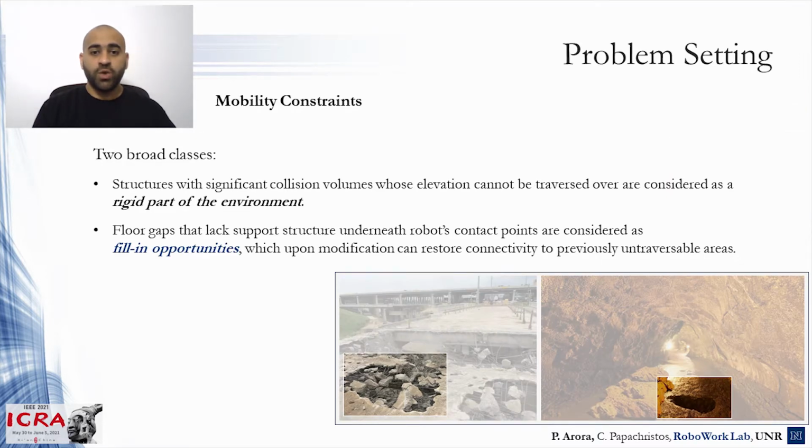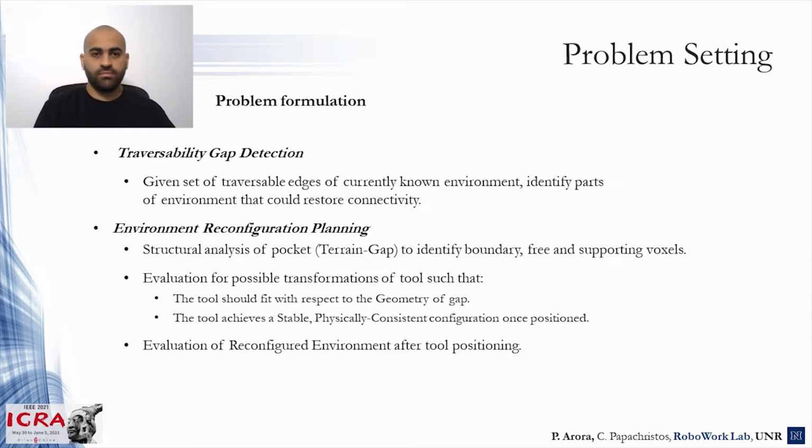According to this context, we determine that a robot's operating environment may present the following classes of mobility constraints. Either significant structures that are a part of the rigid environment structure, such as the terrain or obstacle collision volumes which should be avoided, or floor gaps which correspond to lack of ground support points to stand on. Within our presented work, regions of the latter class are considered to be potential fill-in opportunities. That is, as long as there is a potential to bridge the corresponding gaps by reconfiguring the environment structure, these may offer potential navigation alternatives for an autonomously exploring mobile robot, allowing it to escape into novel and originally unreachable regions.